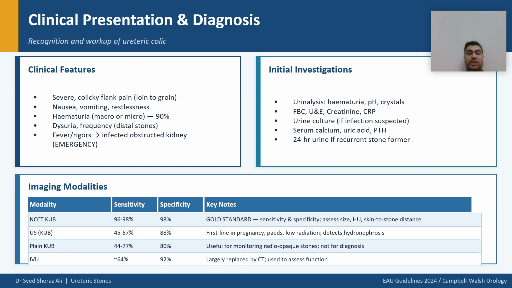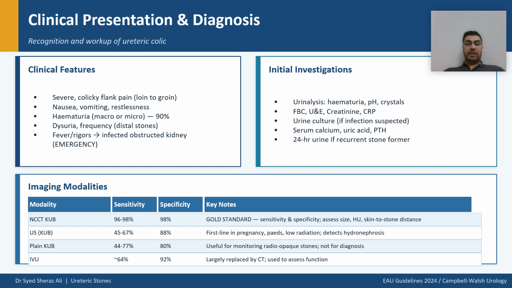For investigation, urinalysis is the first step. Look for hematuria, pH, and crystals. Blood investigations include CBC, renal function, CRP, and serum calcium and uric acid. Urine culture is essential if infection is suspected, and for recurrent stone formers, a 24-hour urine collection for metabolic workup is invaluable.